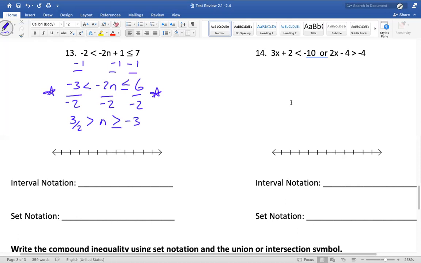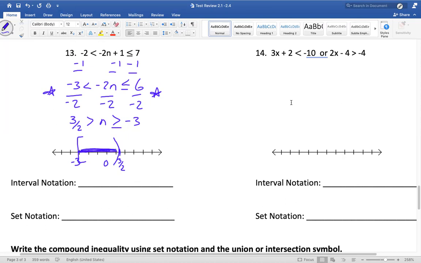-3. Now the -3. Okay, I'm going to put 0 in the middle. -3. 1, 2, 3. It's going to be somewhere over here. 3/2. Well, that's 1.5. So that's going to be like right here. Now, the 3/2, it's a curved bracket, or curved parentheses. The -3 gets a square bracket, and I'm shading in between.